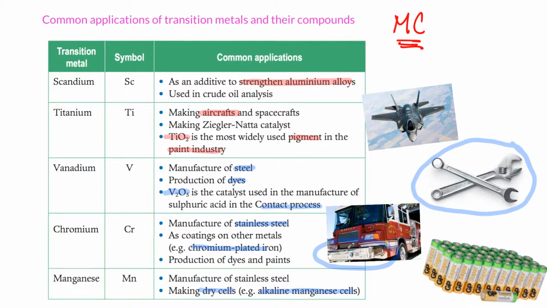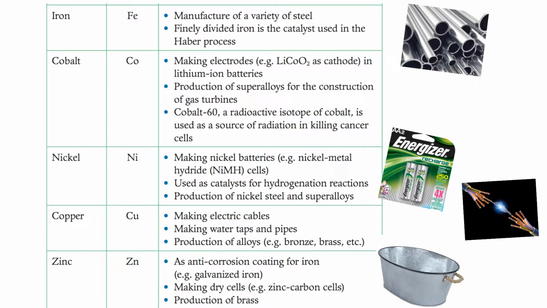So actually you can find that the transition metals are used a lot in steel. So if you really can't recall the function of those transition metals, just say manufacture of steel. Try your luck, see whether it can be accepted or not. Next, for iron, you can see that we make steel. We use it to make steel.